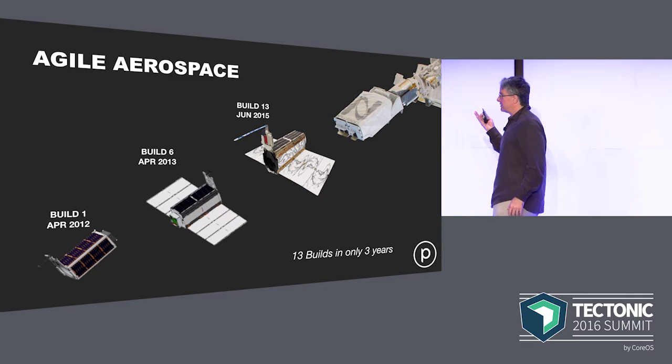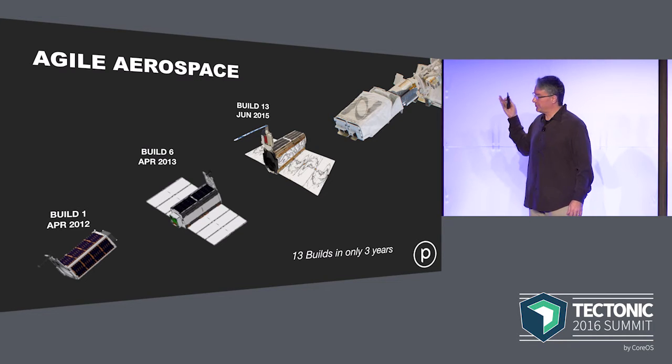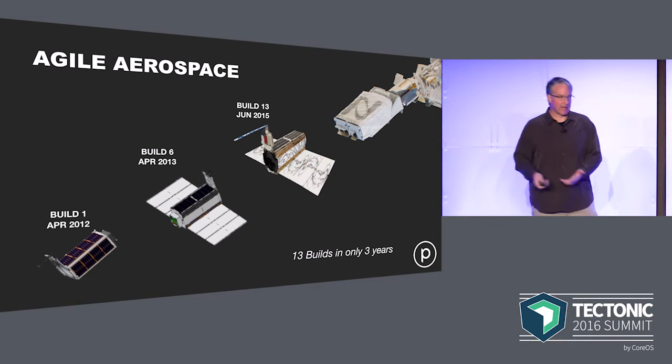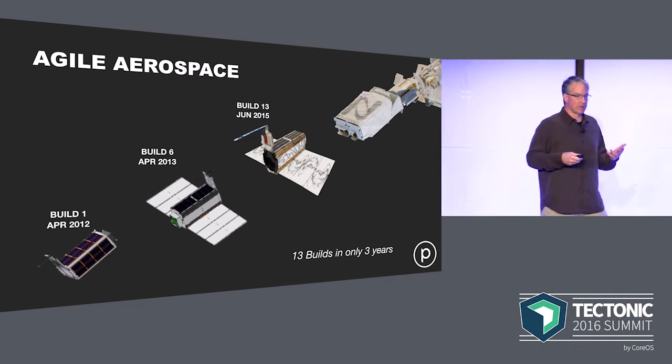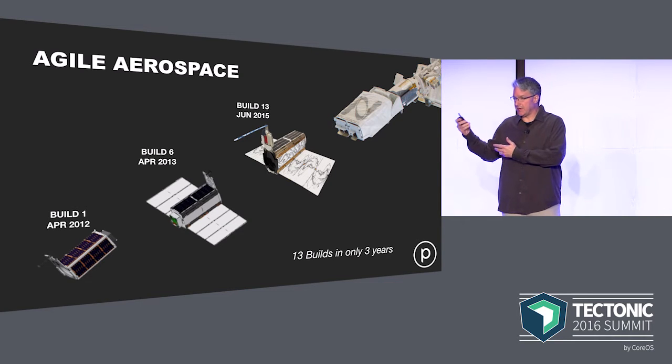So this is actually a picture. We call them the Doves. This is the pictures of various builds of our Dove satellites. So we started in 2012. We're on, I think, our 14th or 15th build of the satellite. So we've been building iterations of the satellite. We take the satellite, we put it into space, we take some pictures, we learn about it, we figure out things that work and don't work, we build another version of the satellite, we put it into space.